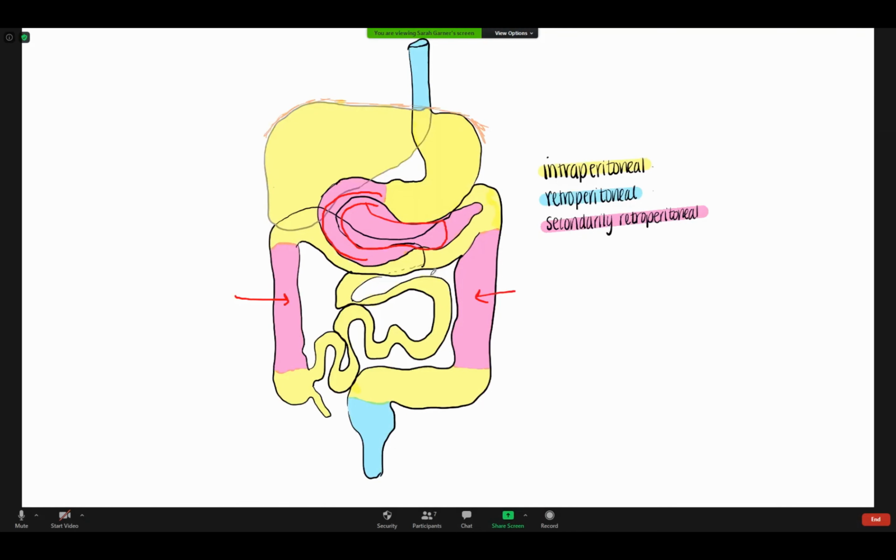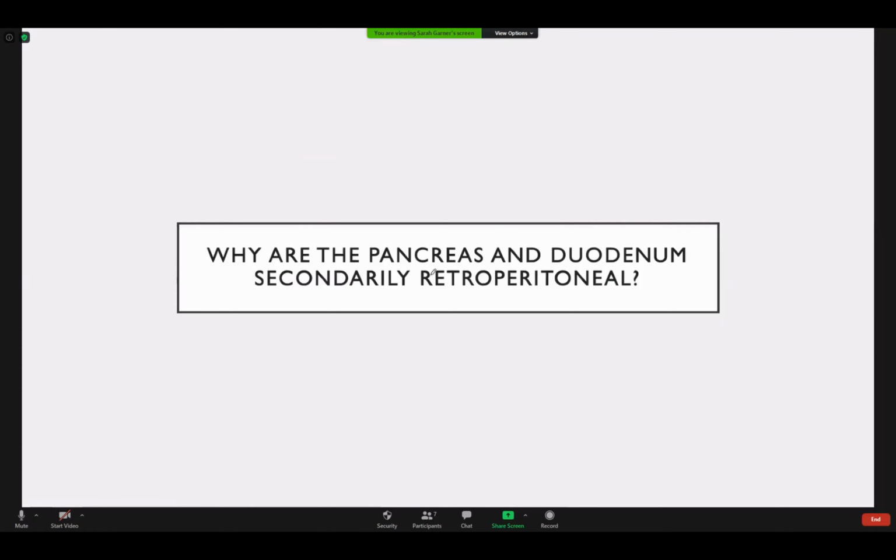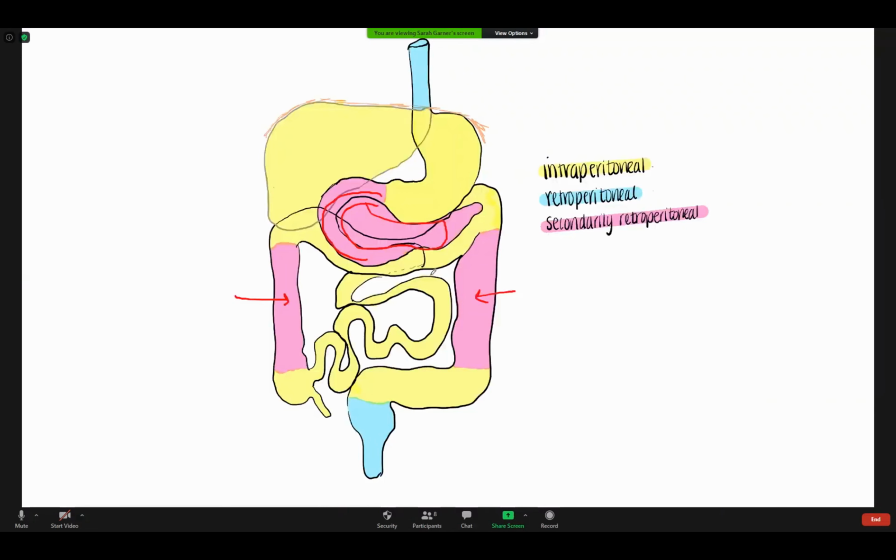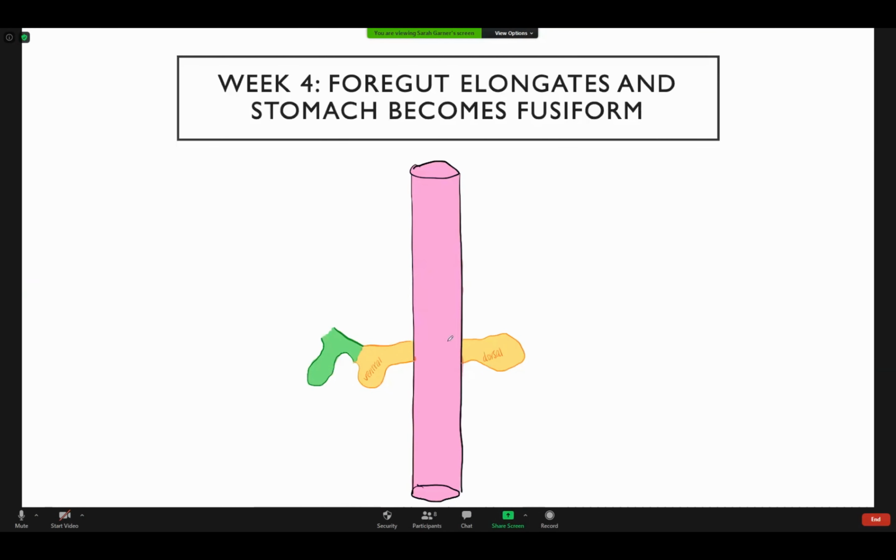So why are these secondarily retroperitoneal? Why are they not just originally intraperitoneal? Or why do they not stay intraperitoneal? This is kind of a separate process. So remember that the esophagus and stomach and all of that are coming from the foregut, because those are all supplied by the celiac trunk, right? So here, this is the very primitive gut tube. You just have one nice cylindrical tube because we're talking about week 4.